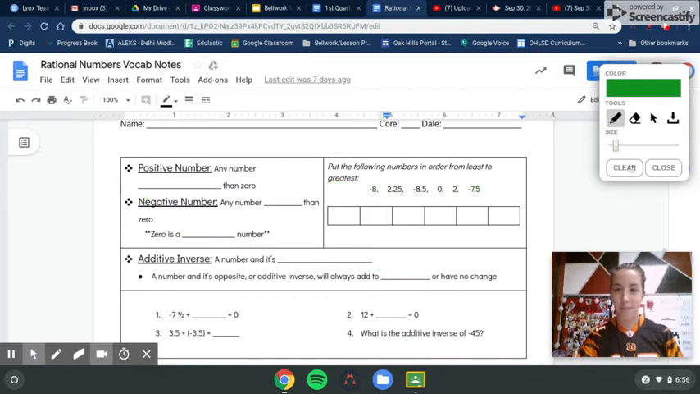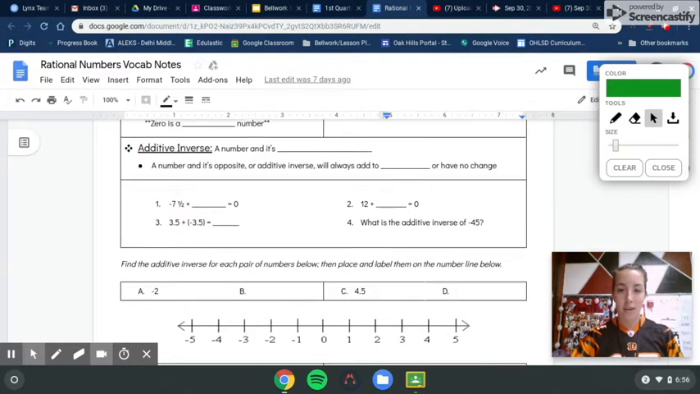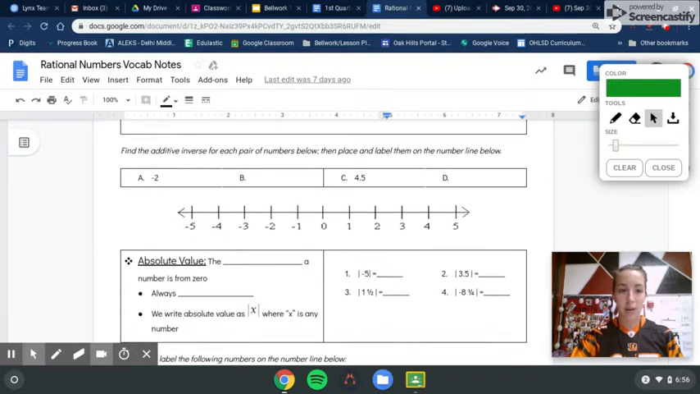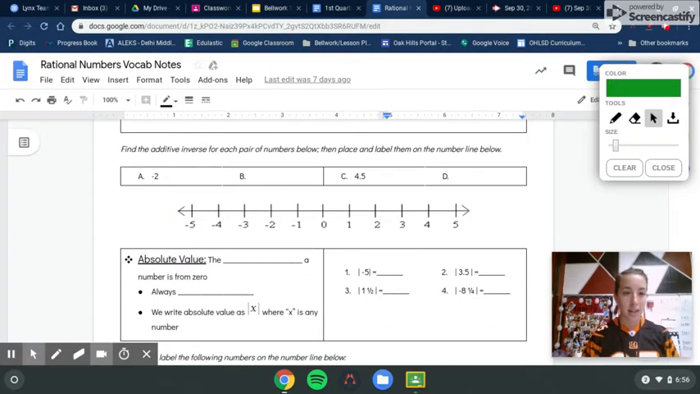Okay. And then I'm going to scroll down here. It looks like we've only got a little bit left. It says find the additive inverse for each pair of numbers below and then place and label them on the number line below. Okay, so it looks like for A, its number is negative 2. So that means B is going to be a positive 2 for its additive inverse. For C, it's 4.5, so its additive inverse is negative 4.5.